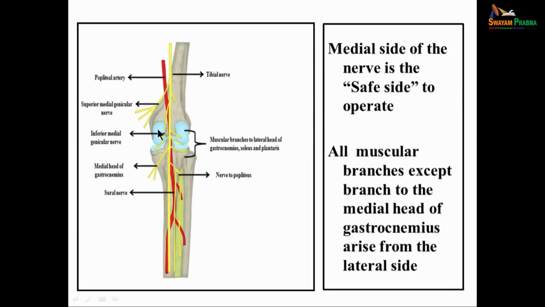The medial side of the nerve is the safe side to operate. This is because all the muscular branches, namely to the lateral head of gastrocnemius, soleus and plantaris, arise from the lateral aspect. Only one muscular branch, the branch to the medial head of gastrocnemius, is arising from the medial side.